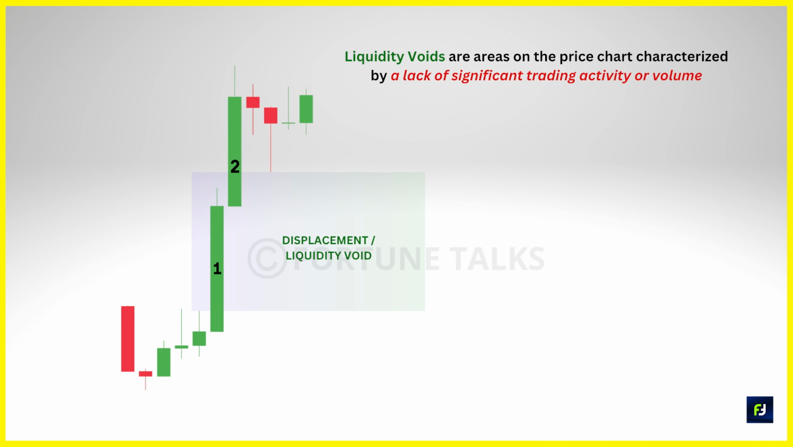This means liquidity voids are areas on the price chart which are characterized by a lack of significant trading activity or volume. They typically occur after a rapid price movement, leaving behind a region in the chart where the trading was thin or almost non-existent. This phenomenon often happens because most market participants were not interested or were not able to trade at these levels, either due to a lack of perceived value or because the market moved too quickly for them to react.